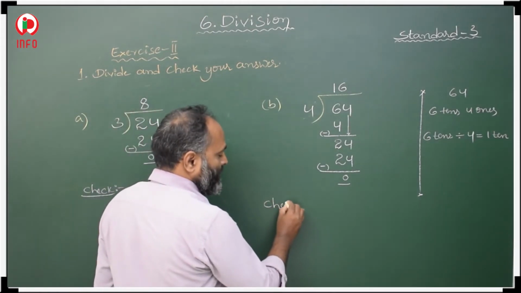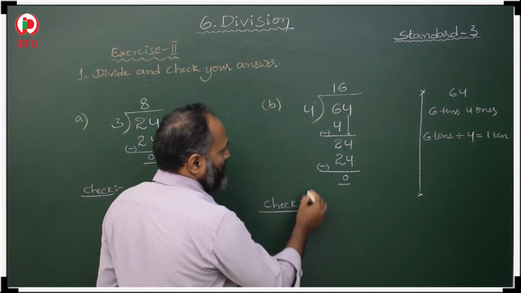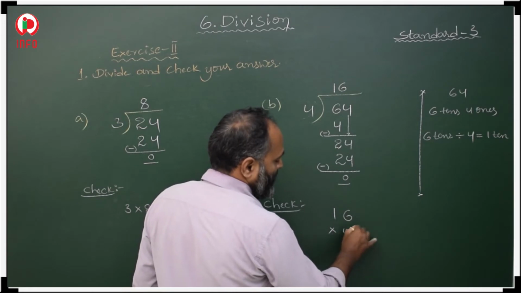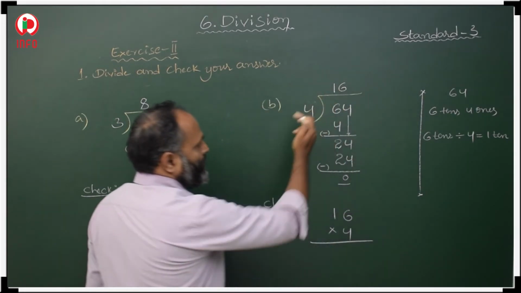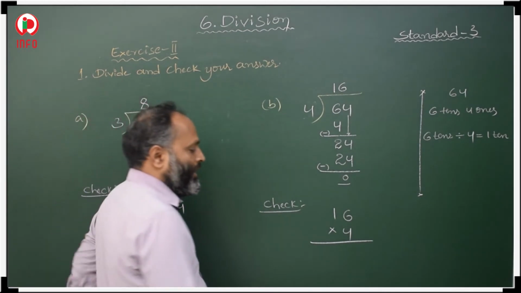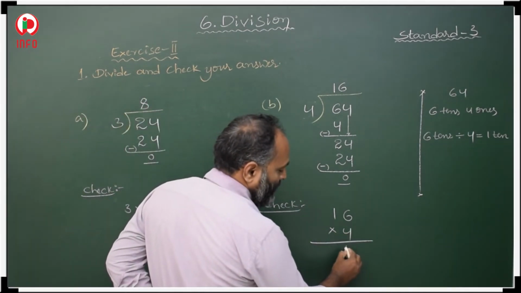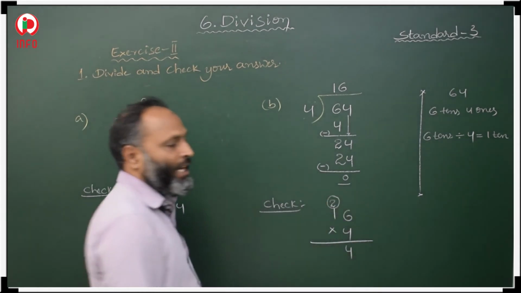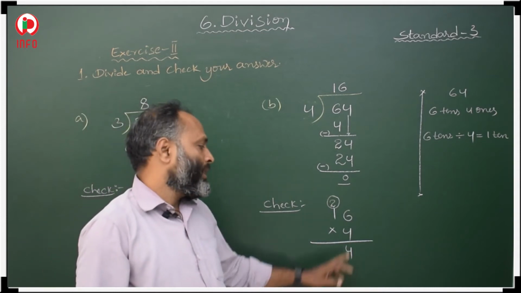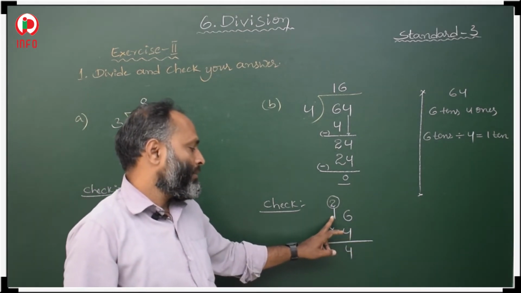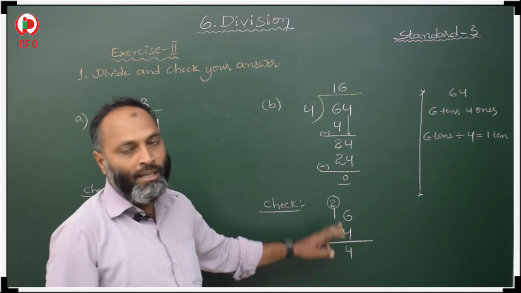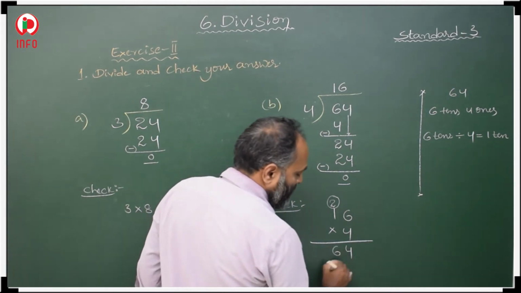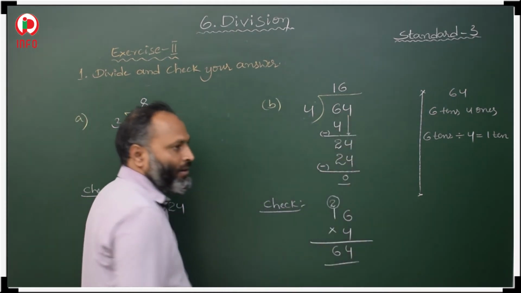How to check? First we have to multiply the quotient with the divisor. 16 with 4. Now you multiply. 4 sixes are 24. 4 in the ones place, 2 in the tens place. Carry over on the tens place. Now you multiply 4 with 1. 4 ones are 4. 4 and 2 are 6. Add this 2. 4 ones are 4, 4 plus 2 is 6, so 64. This 64 is our dividend.